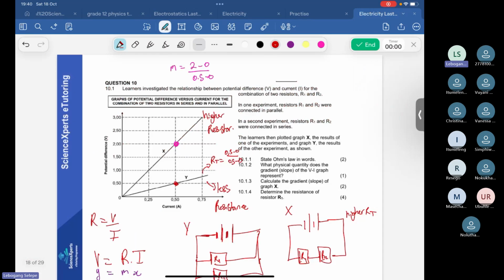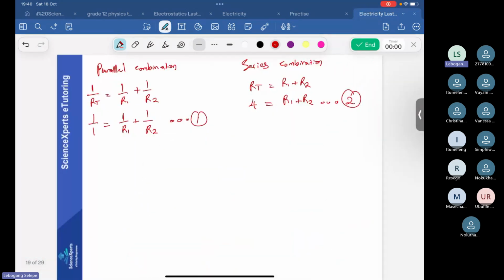But remember, they want us to solve for R1, so we can make R2 the subject of the formula. So R2 is equal to 4 minus R1, then substitute this there. So I would have 1 equals 1 over R1 plus 1 over 4 minus R1. Then I can solve for R1 here.